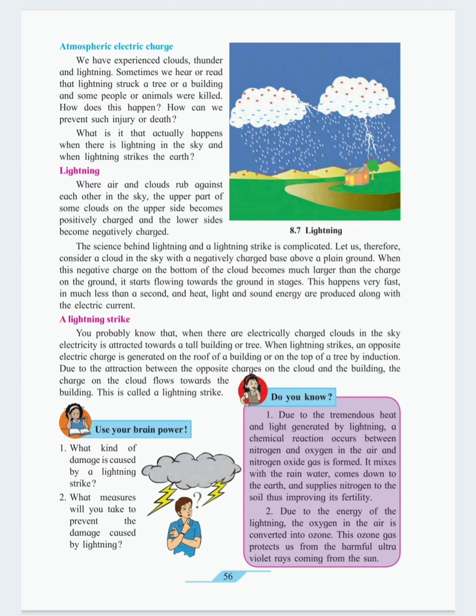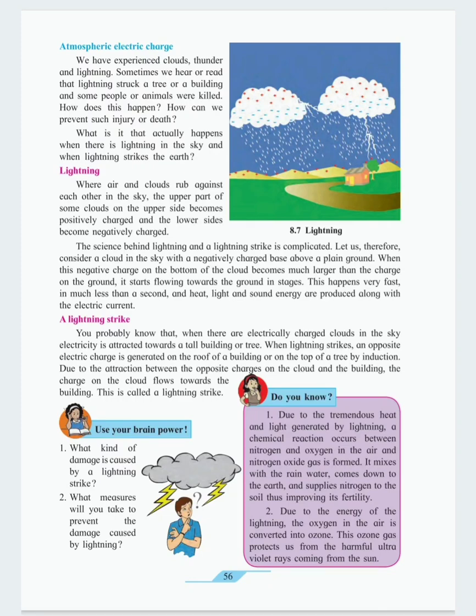Let's study what is atmospheric electric charge. We have seen clouds, thunder and lightning. We have experienced it several times, especially during the rainy season, at the beginning of the rain and at the end of the rain. We experience thundering and lightning of clouds. That is because of the electric charge present in the atmosphere. Electric charge is of both positive and negative kinds.